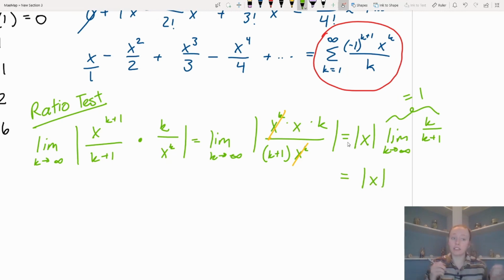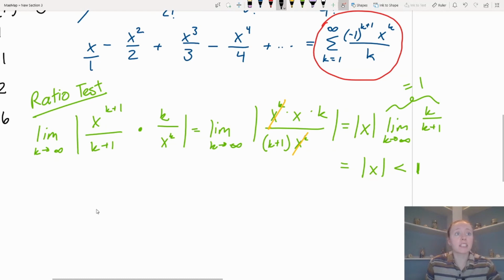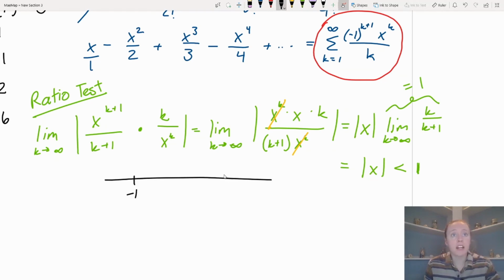Now remember, I did the ratio test. When does the ratio test converge? When that limit is less than 1. So when my absolute value of x is less than 1, I'm converging. So I know for a fact that that's going to be between x values of negative 1 and 1. I know I'm converging for all values in between that. However, I don't know what's happening at those actual values. I don't know what's happening at negative 1, and I don't know what's happening at 1.